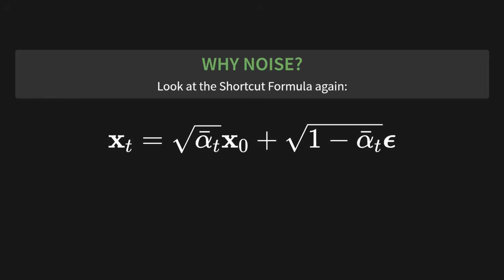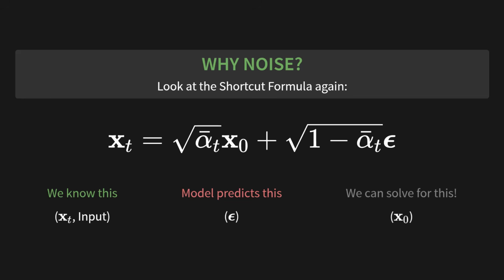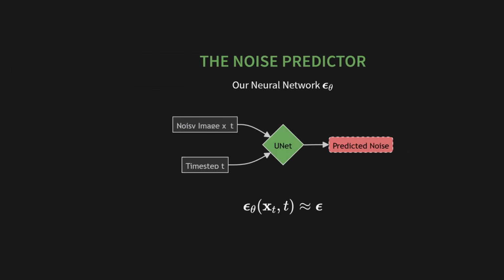X sub t equals the square root of alpha hat sub t times x sub 0 plus the square root of 1 minus alpha hat sub t times epsilon. Think about what we have here. We know this part, x sub t. That's the noisy image we feed into our model. Our model is going to predict this part, the noise, epsilon. And if you know x sub t, and you have a good guess for epsilon, you can just do some simple algebra, rearrange the formula, and solve for this, the original clean image, x sub 0. It's an absolutely brilliant reframing of the problem.